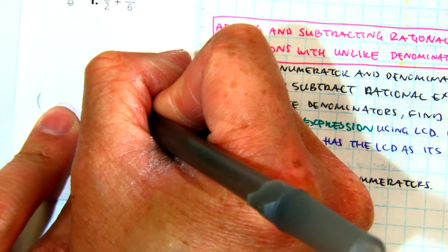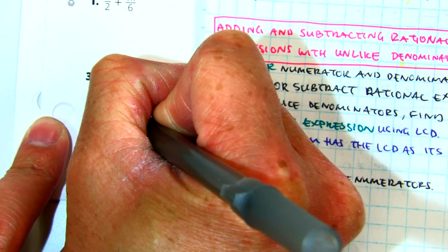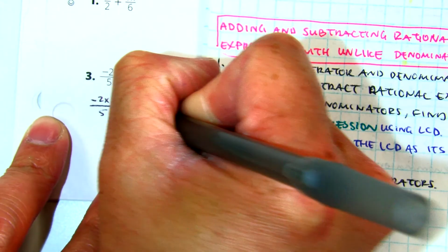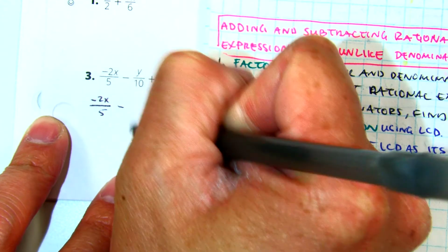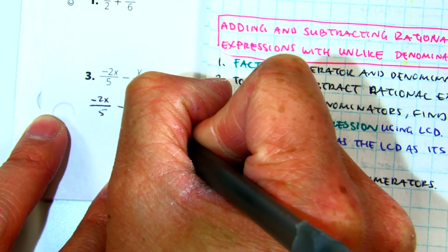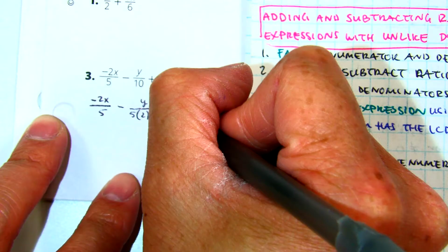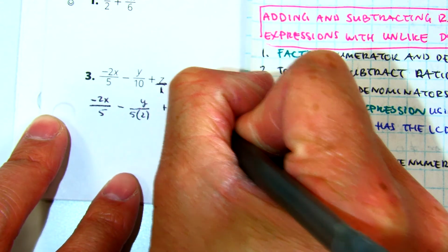What does that mean? Negative 2x over 5. Class, what numbers multiply to be 10? 10 and 1, or 5 and 2. And then I'm going to have z over 1.